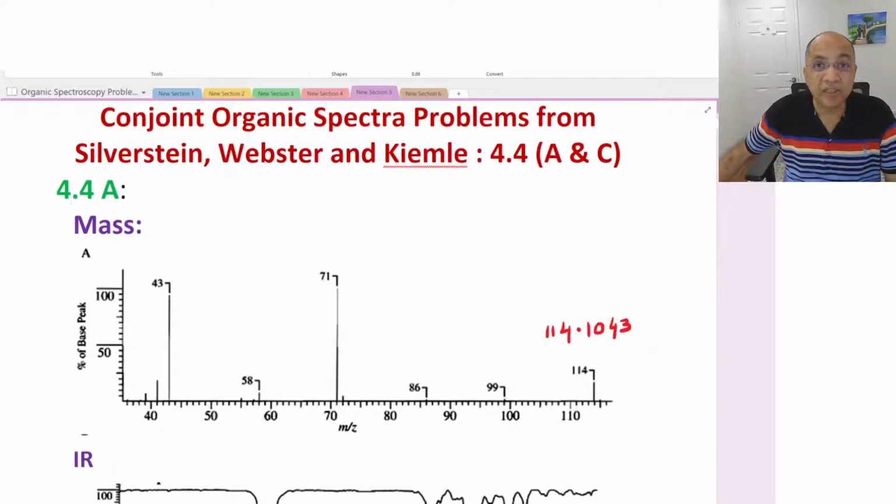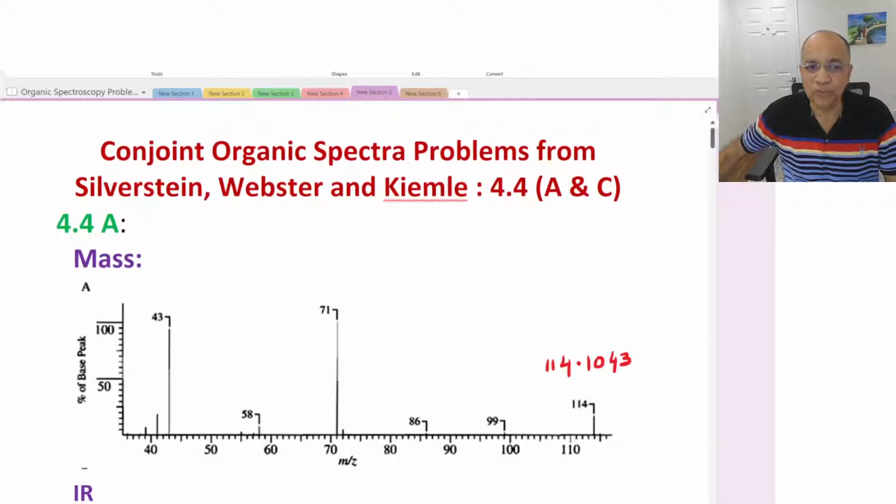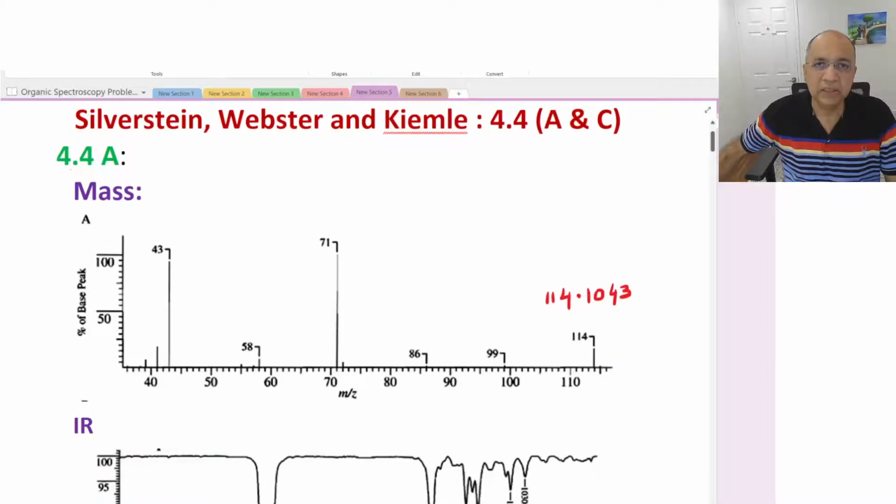This is Organic Spectroscopy problem video series, video number 5, in which we shall discuss today two conjoint problems from the great master book Silverstein, Webster and Kiemle, 4.4a and c. So the first problem involving mass, IR, proton NMR, C13 NMR, as well as DEPT experimental data, we shall be discussing how to solve a problem where all the spectroscopic data are given.